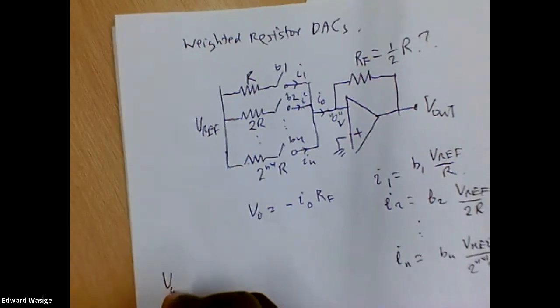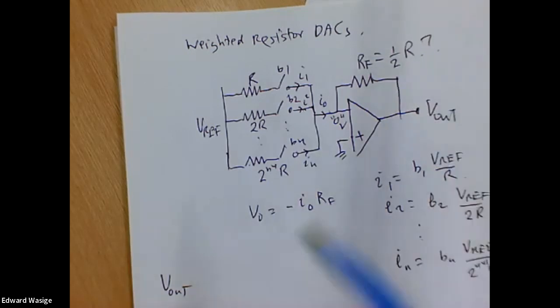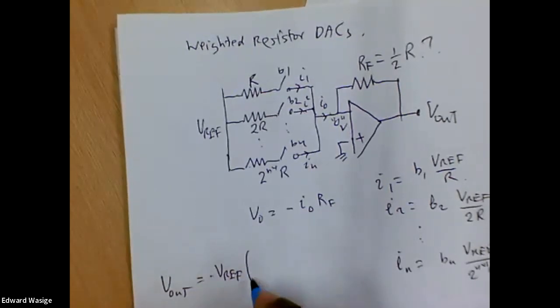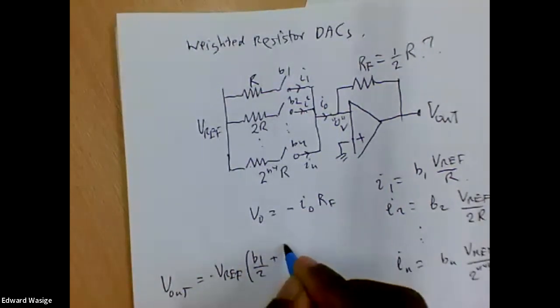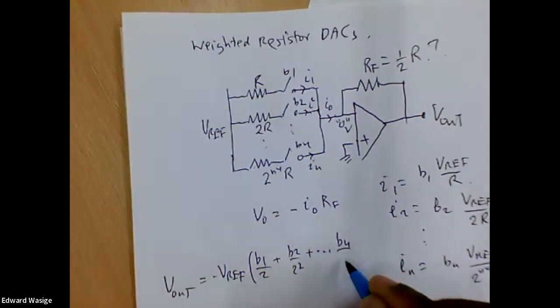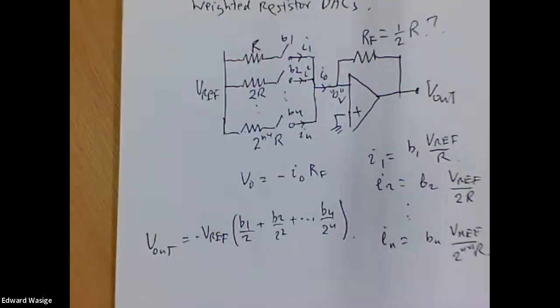And therefore V out here. So I think I have to choose RF to be equal to half R. And if I do that, I'll have V out equal to minus VREF times B1 over 2 plus B2 over 2 squared plus Bn over 2 to the power n. So we have our digital to analog converter. Of course, we have a negative sign there, but we can always invert the signal, and we have our DAC.